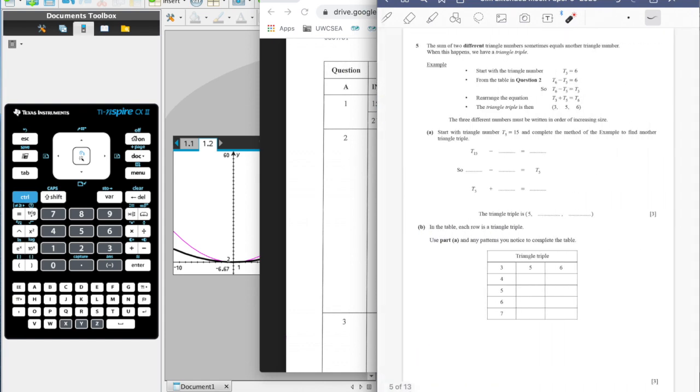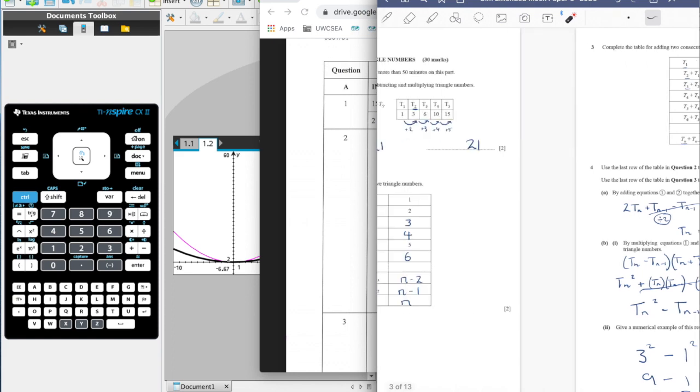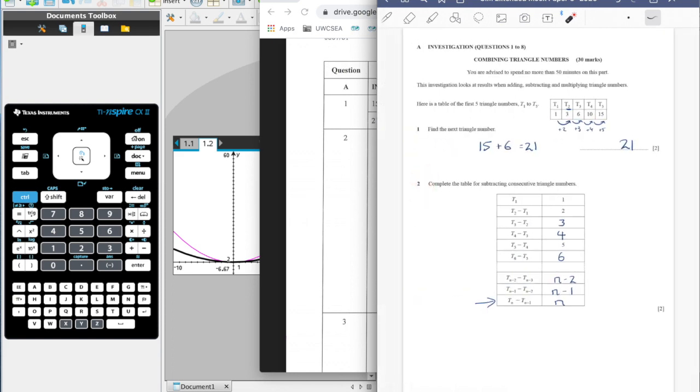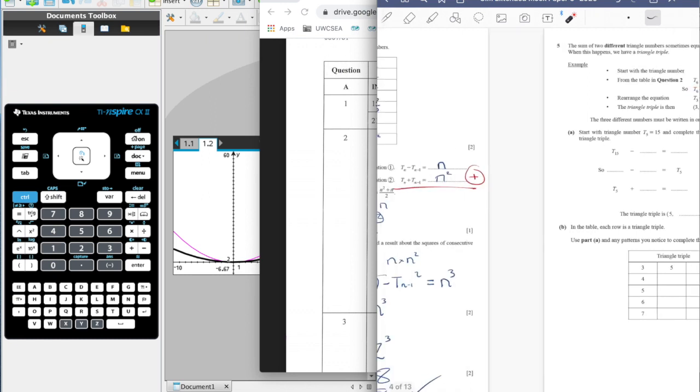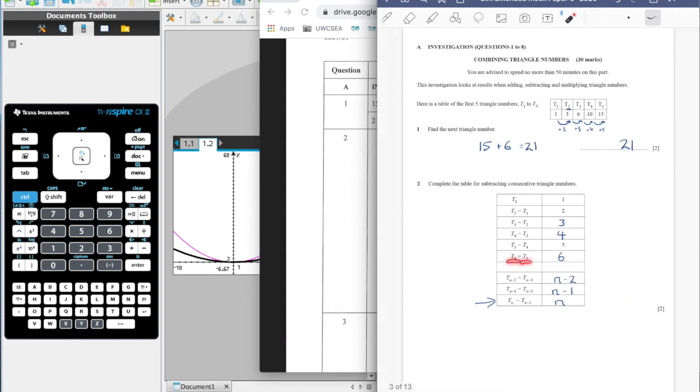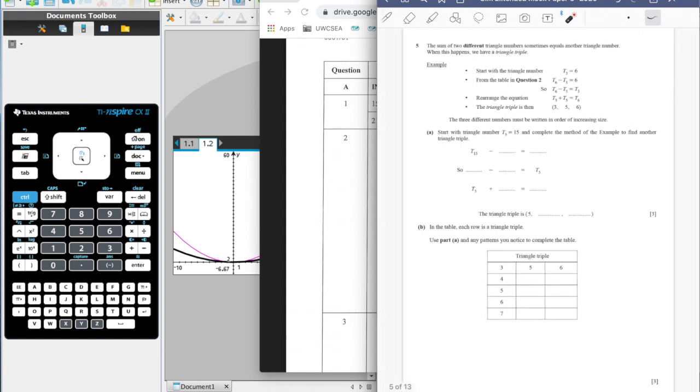Fine. From the table in question 2, I'm going to keep coming back to this table. So this is question 2, obviously. From the table in question 2, T6 minus T5 equals 6. And so that implies that T6 minus T5, if it equals 6, and 6 is the same as T3, T6 minus T5 will equal T3, which we can rearrange to get this. And so the triangle triple is then 3, 5, and 6.